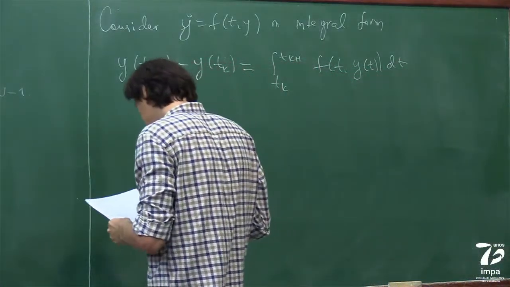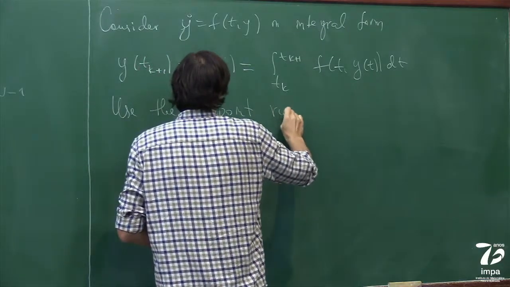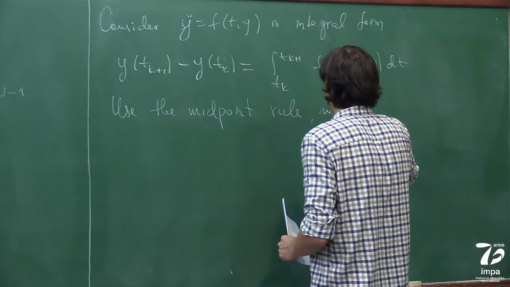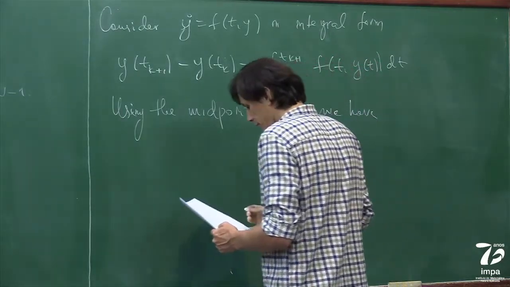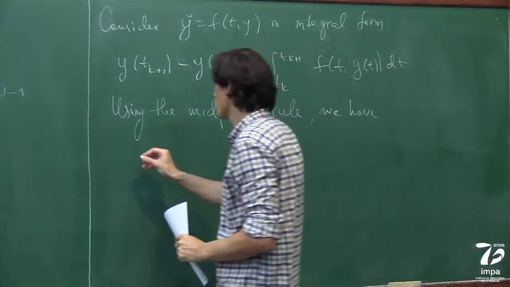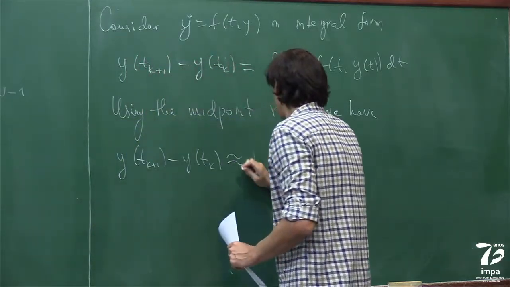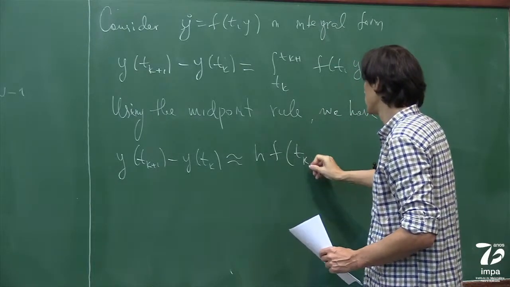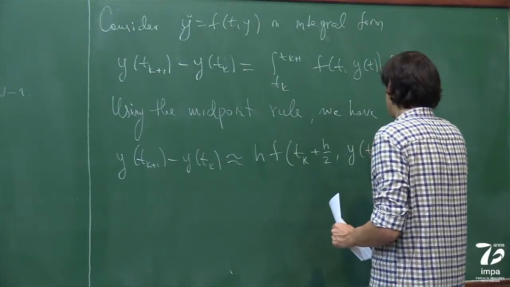So let's use the midpoint rule. We can expect it to give something better because it's second order. What is the midpoint rule? It's just taking the value at the middle between the two limits. So it will be h times f, and the point in between, since the step difference is h, is t_k plus h over 2, and then y at t_k plus h over 2.